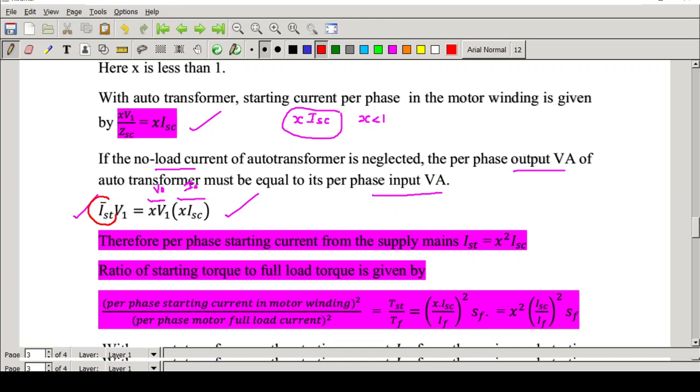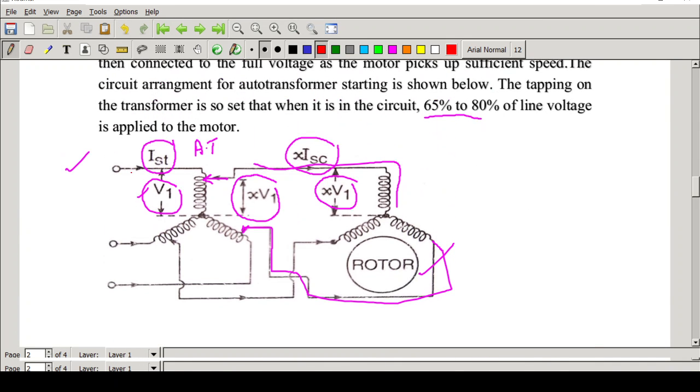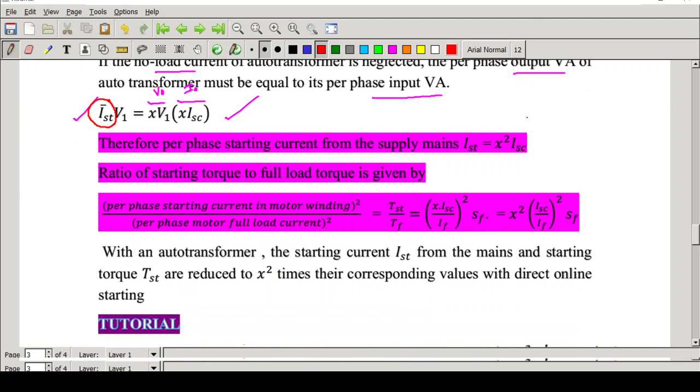What is IST? IST is a current which is drawn from the supply. Okay. ISC is the current which is flowing through the stator winding. So don't get confused. IST, here you can see the exact difference. IST is the current which is drawn from the supply and ISC is the current which is flowing through the stator winding. So now let's derive an expression for the supply current. From that we will get the supply current IST is equal to X squared into ISC from this particular relation. What is the meaning of that?